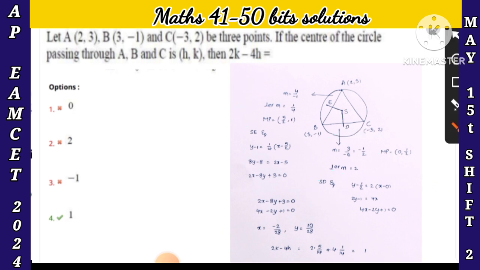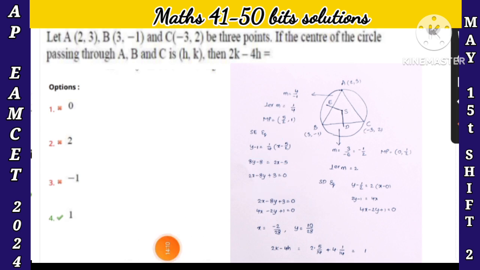SE equation. The AB slope is equal to 4 by minus 1, which means the perpendicular slope is equal to 1 by 4. And the midpoint of AB is equal to 5 by 2 comma 1. SE equation: y minus y1 is equal to m into x minus x1. Slope is equal to 1 by 4, and x1, y1 is equal to the midpoint. Find the equation.